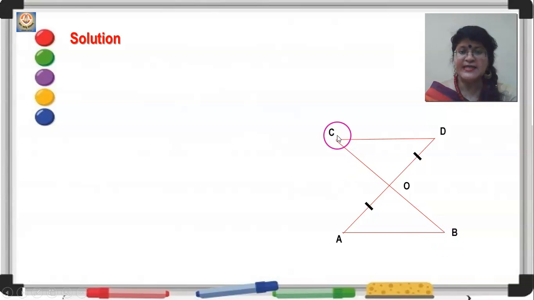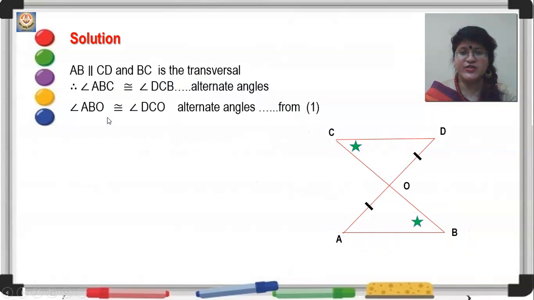So if BC is the transversal and AB is parallel to CD, then these two angles which are indicated by a star show that these angles are congruent because they are alternate angles, Z-shaped angles. So you could write the solution as AB parallel CD and BC is the transversal. Therefore, angle ABC is congruent to angle DCB. They are alternate angles. It is very important that you write which is the transversal.